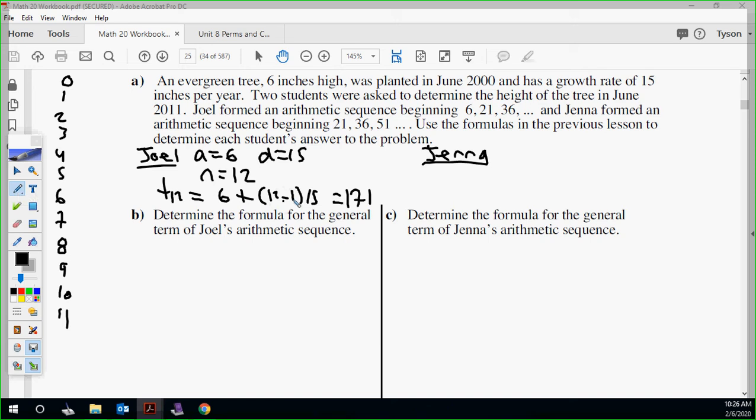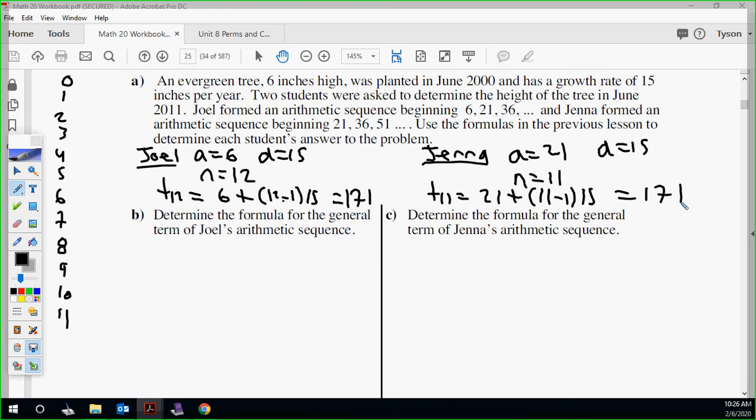Then Jenna's stuff is just a little bit different. Hers is A equals not 6, but 21. Her D is still 15. And her N is 11, because hers actually matches up. She's not counting the 0 year, so hers is straight 11. And so T of 11 for Jenna is 21 plus 11 minus 1 times 15, which gives you 171. So the point is they got the same answer. But as we both noticed, Joel's was a little more confusing, because if you forget to count 0, you could be in trouble.